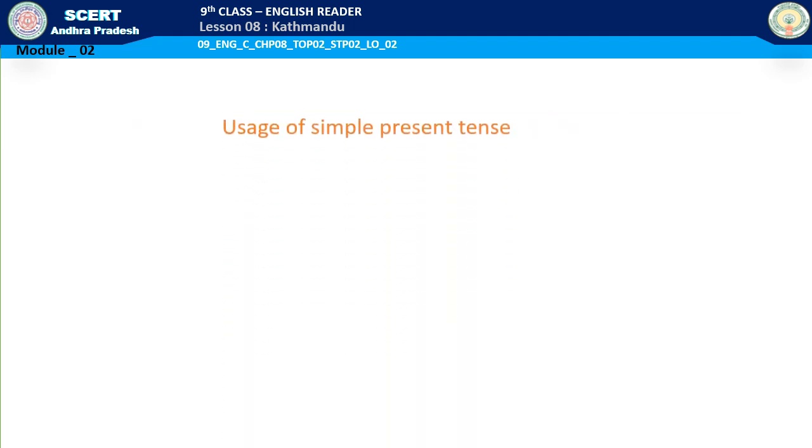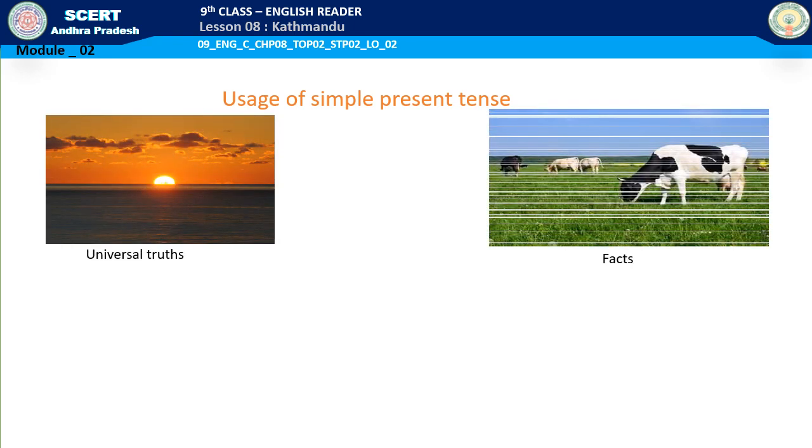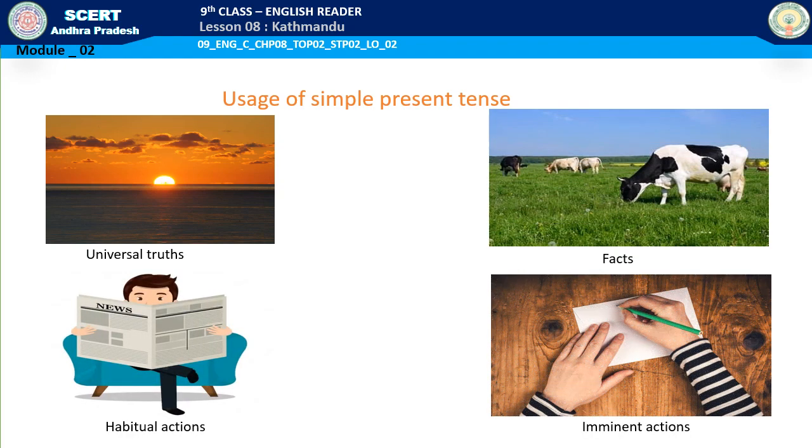Let us see the usage of simple present tense. Simple present tense is used to express universal truths like the sun rises in the east, facts like a cow grazes grass, habitual actions like Rohit reads newspaper, imminent actions like she writes a letter. It is also used for commentaries, perceptual events, revealing historical events, quotations, etc.